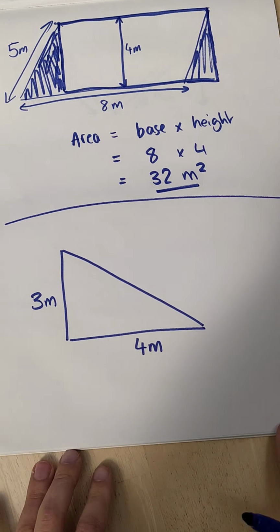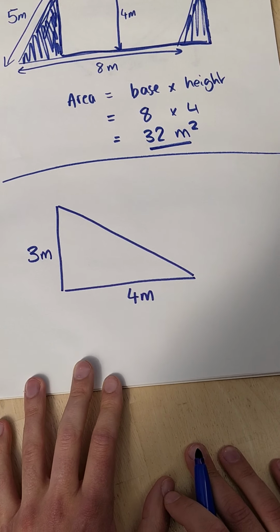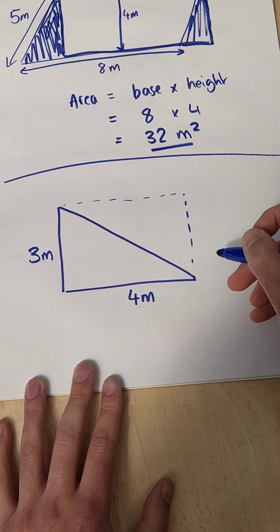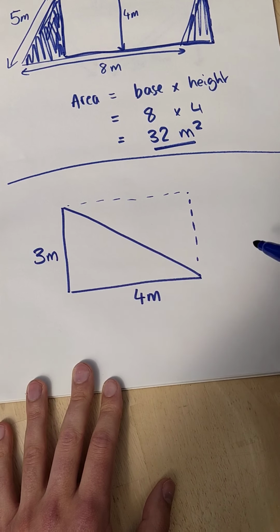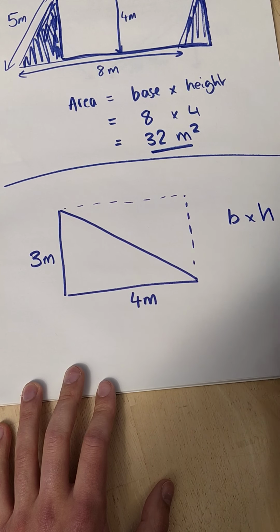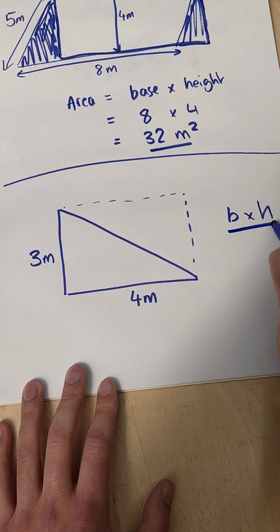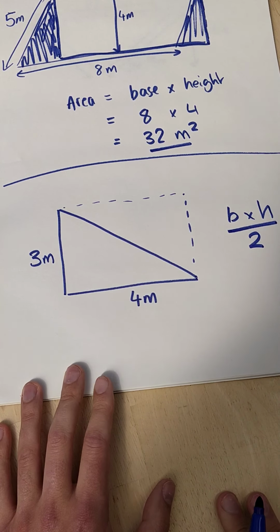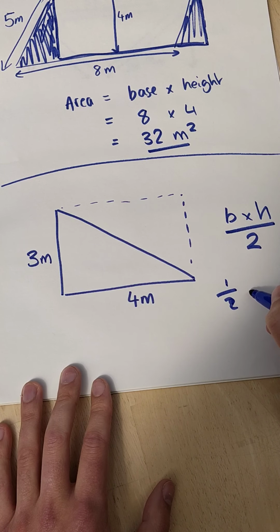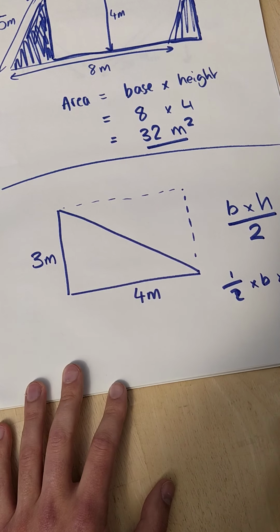Okay, now moving on to triangles. Now, one thing you've probably seen before is a teacher or someone else do that to you. How do you calculate the area of the rectangle? Well, that's base times height. But this triangle here is half of that. So that's why you get either base times height divided by 2 or half times base times height. Both mean the exact same thing.